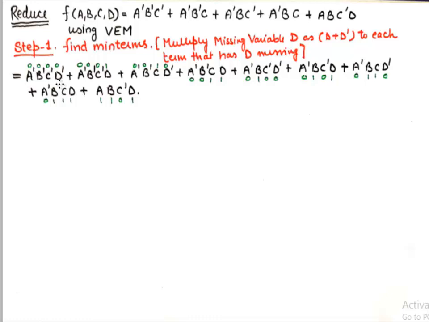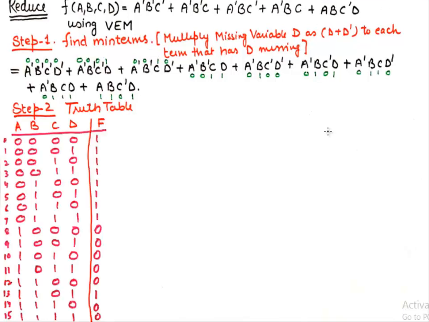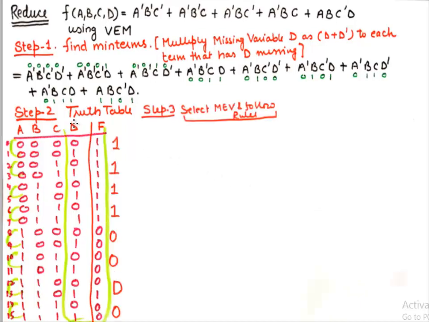Anything bar is 0, not a bar is 1. So this is 0 minterm, this is 1 minterm, this is 2 minterm, and so on and so forth. So this is an additional step that you might get in the questions where the minterms are not given directly. And the second step becomes drawing the truth table. It has minterms at 1, 2, 3, 4, 5, 6, 7, 8 and 13. Then it becomes easy to express.